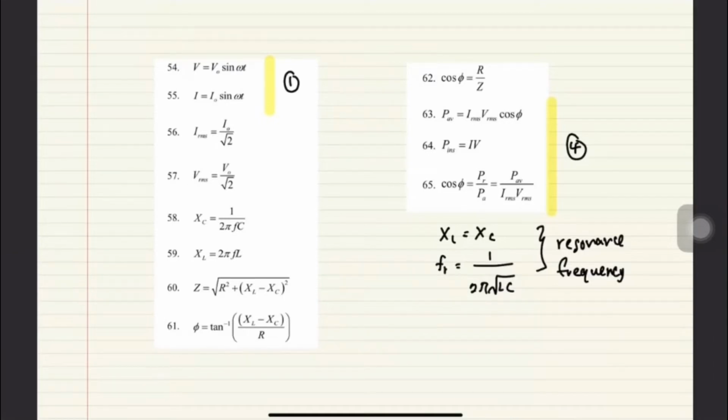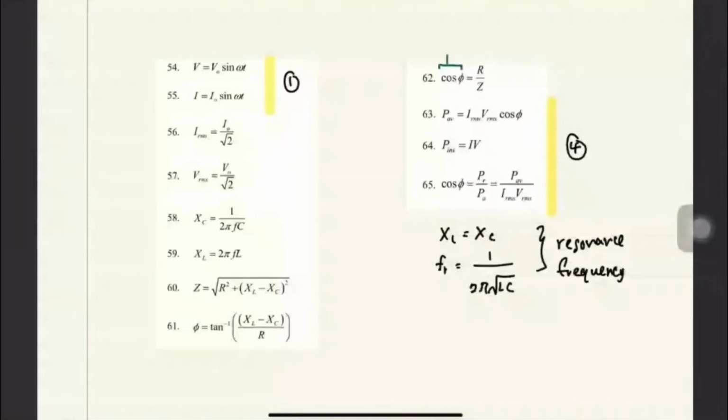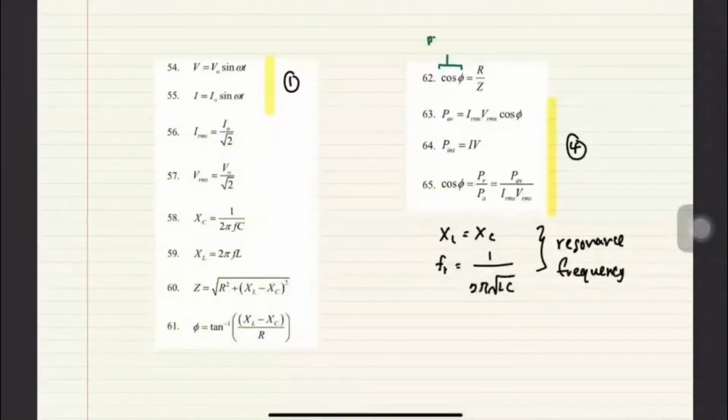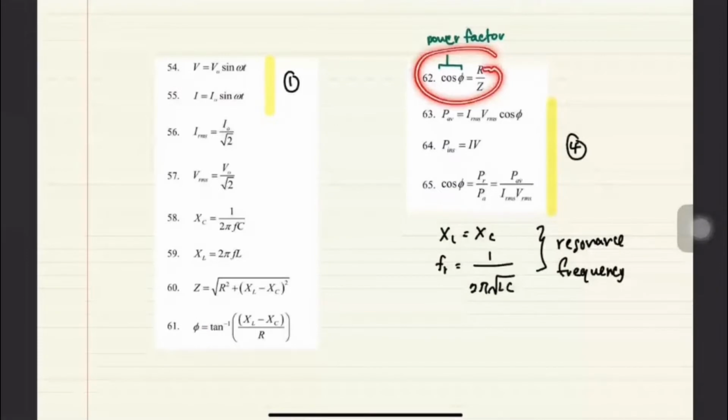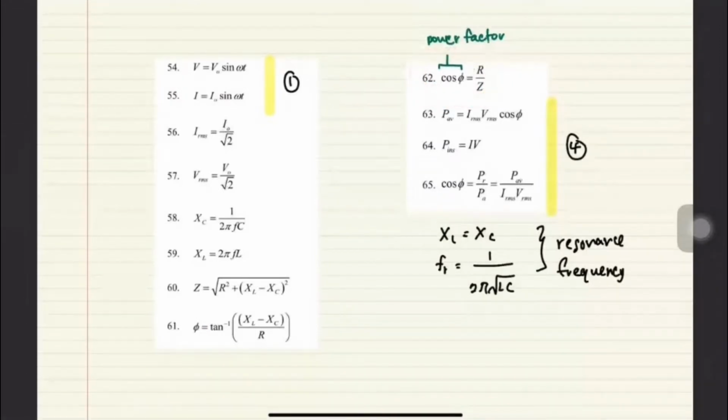Okay, one thing that I would like to point out, yang cos phi ni represent power factor. So if the question asks you to find power factor, it will be cos phi. You can see here, sebenarnya ada dua equation yang gunakan phi. So untuk cari phi, you can use this one as well, you can use equation 62 tu juga. You just have to do cos phi equals R over Z, and you still got the same answer, regardless of equation 61 ataupun 62.